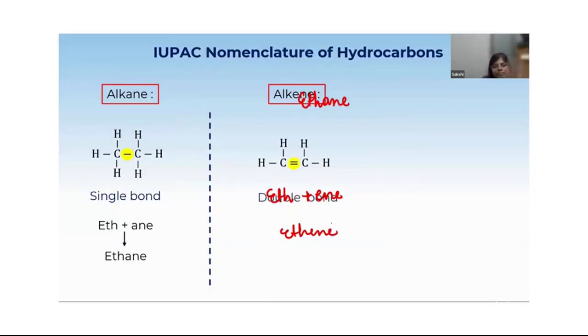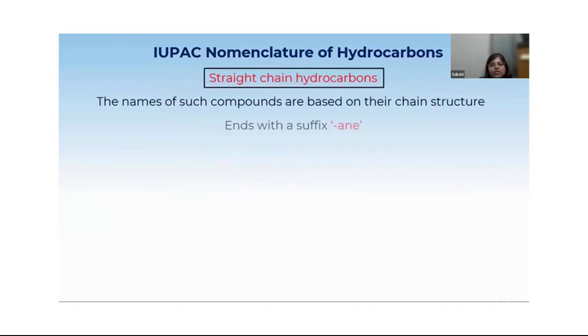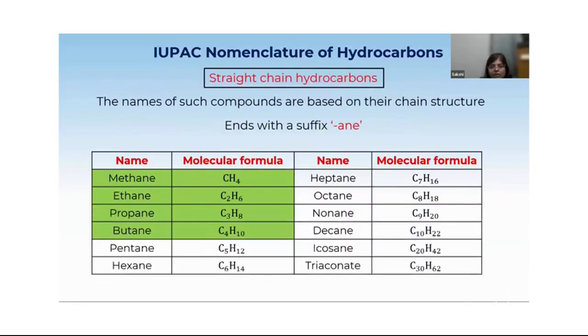Next, let us see next. So next I have a triple bond. I have 2 carbon atoms. So I name it eth and I write yne. So it becomes ethyne. Okay. Easy. Okay. Next, so straight chain hydrocarbons, we have ane attached to it, right?